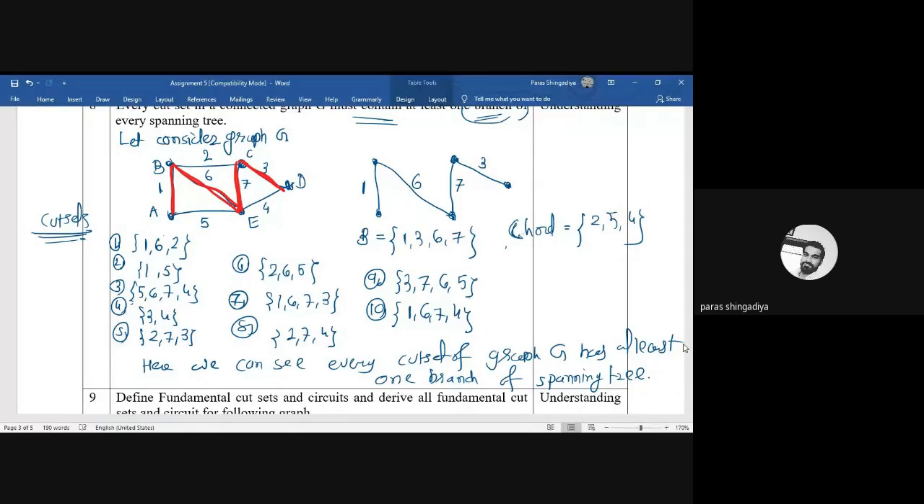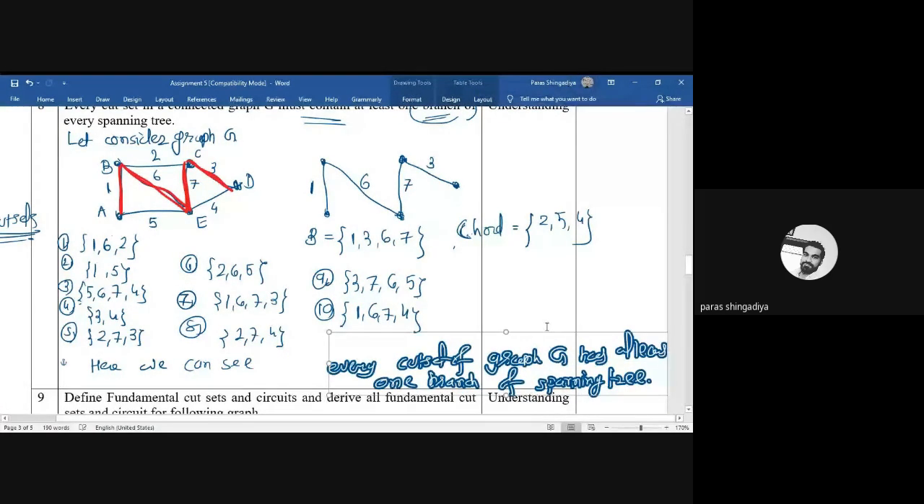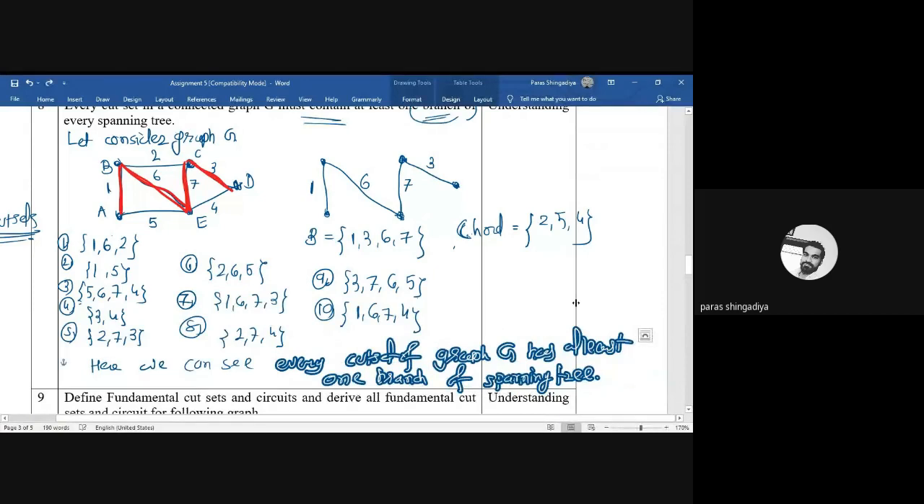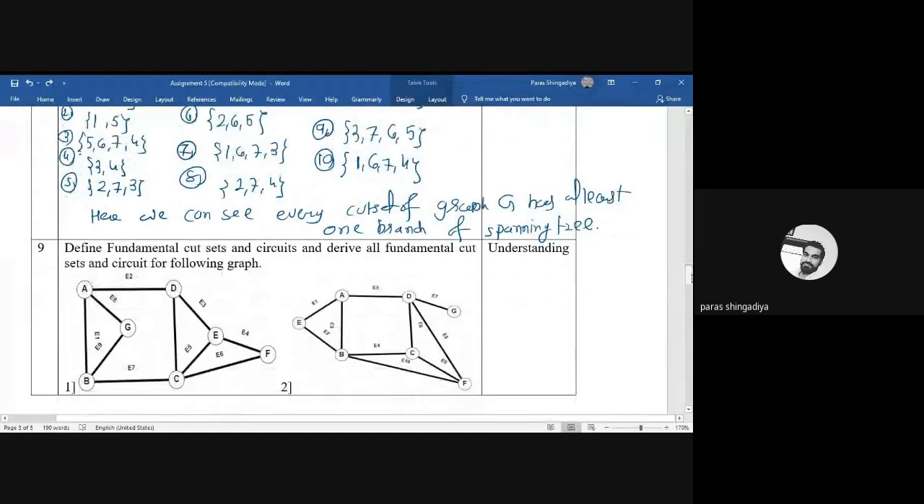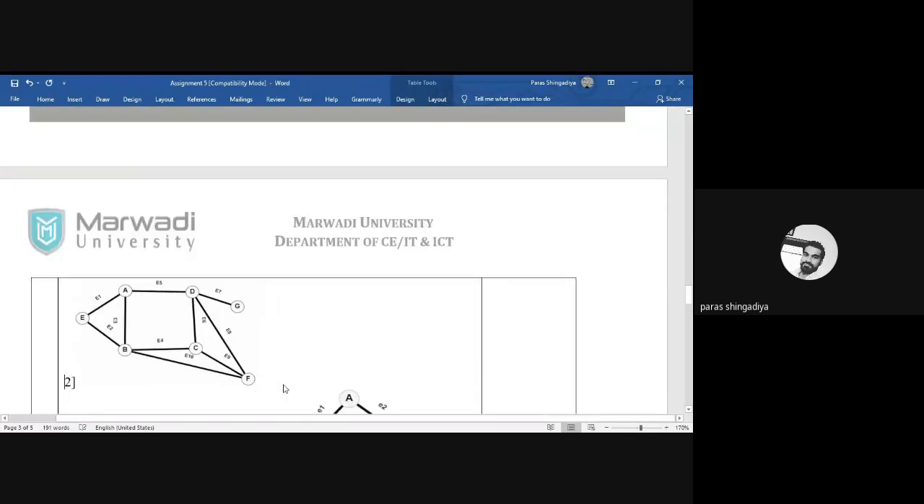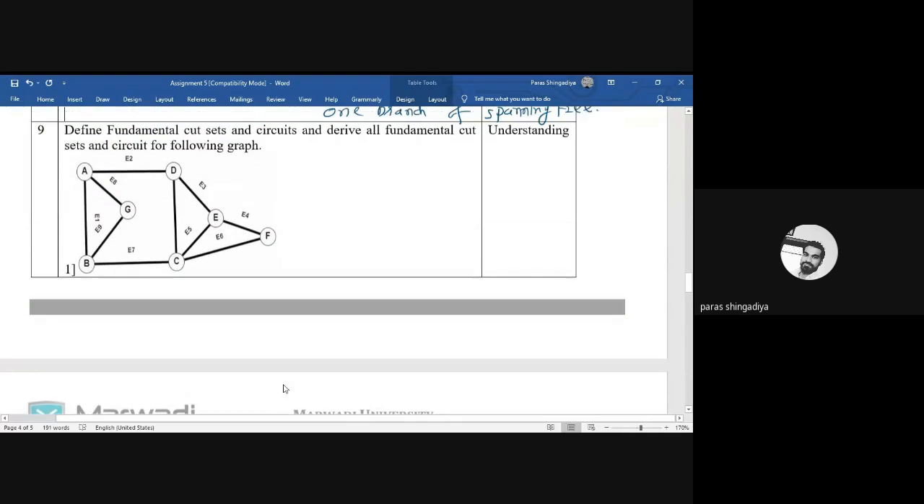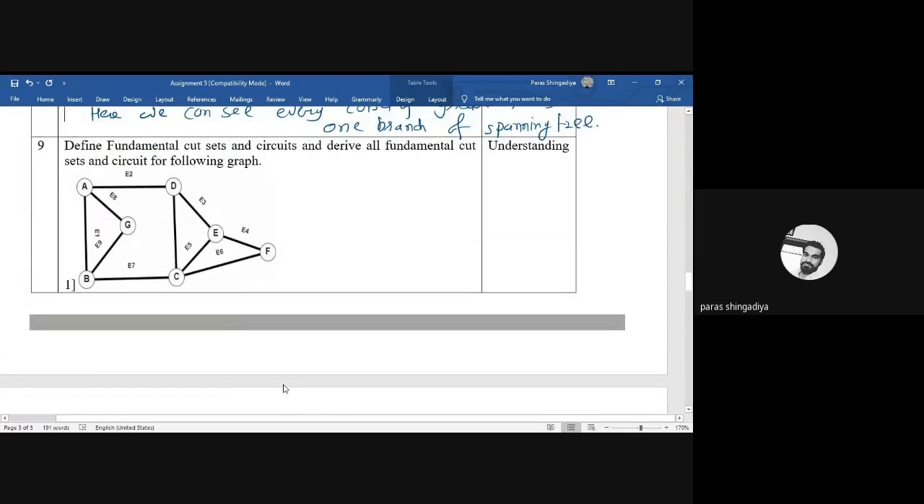Okay, now let's start the next question. It is a concept of fundamental cut set and fundamental circuit. Derive all fundamental cut sets and circuits of the following graph. So here some two to three graphs are given, to find out its fundamental cut set and fundamental circuit.